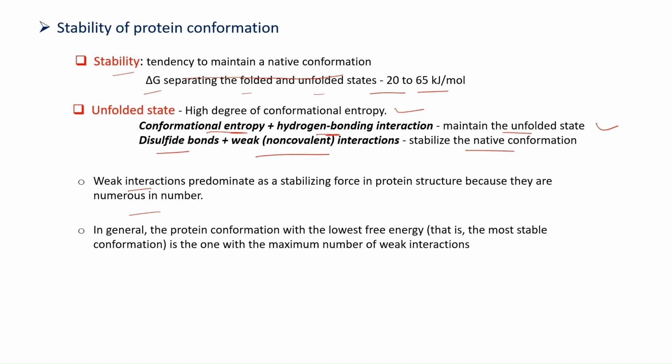This is again the same thing. In general, the protein conformation with the lowest free energy is the one having the maximum number of weak interactions, because these weak interactions are responsible for stabilizing the 3D structure of a protein. And what are these weak interactions? Hydrogen bond, electrostatic interaction, van der Waals forces, and hydrophobic interactions.